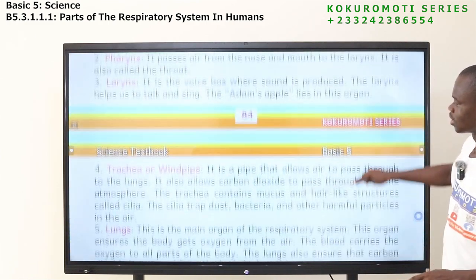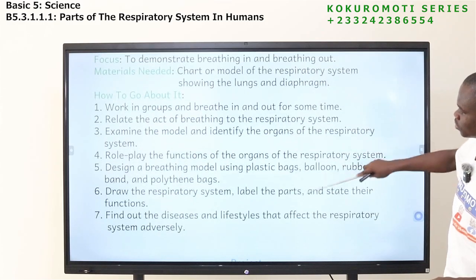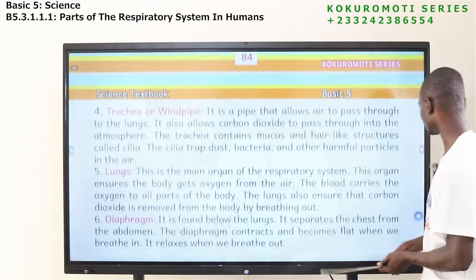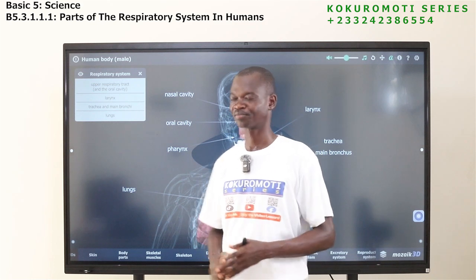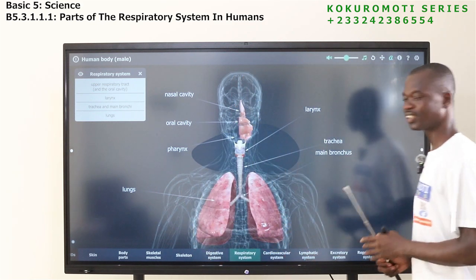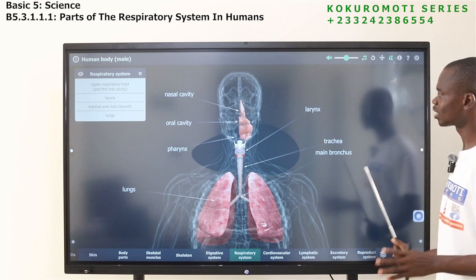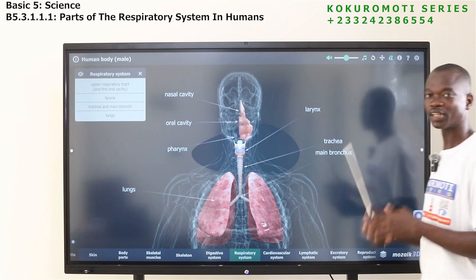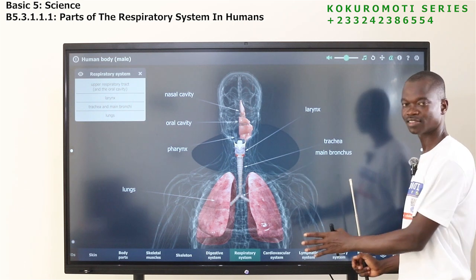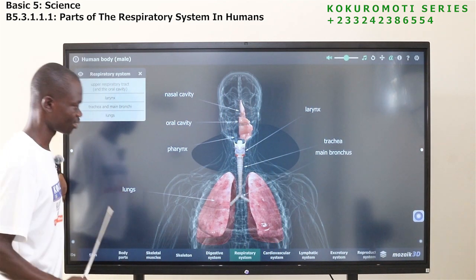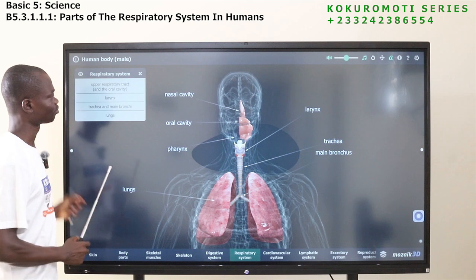Before we move on, I want to show you something. So hold on. So let's continue. This is the respiratory system. If you look at it carefully, the things that we learned are here. Okay. So let's identify the parts that we learned.